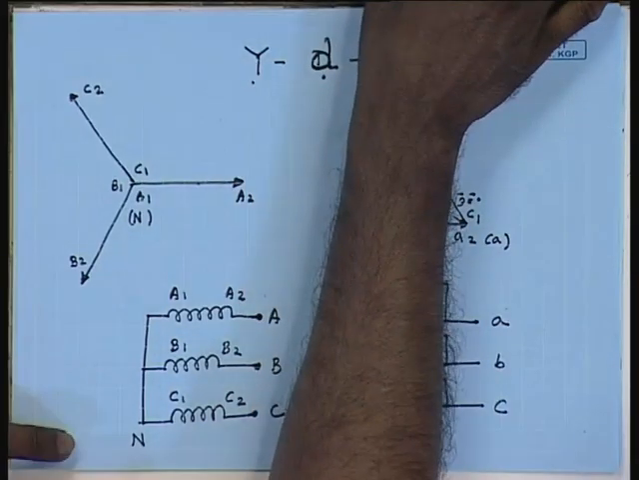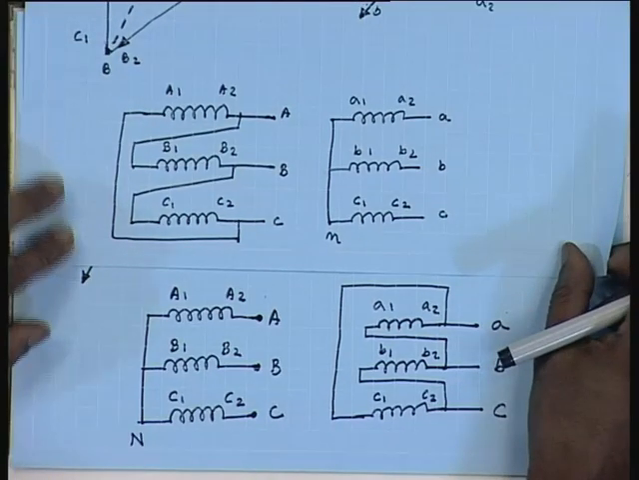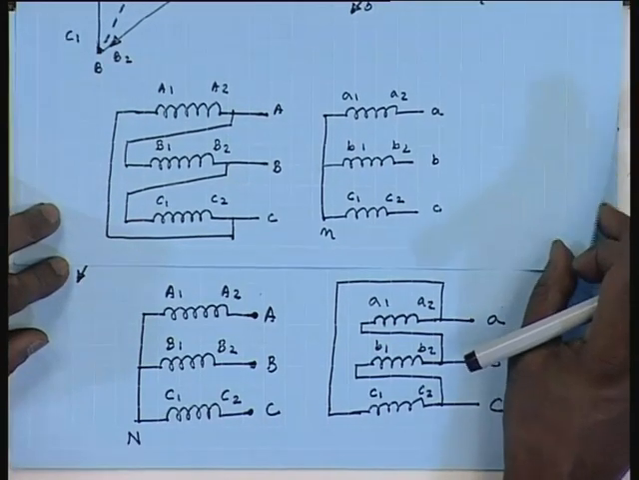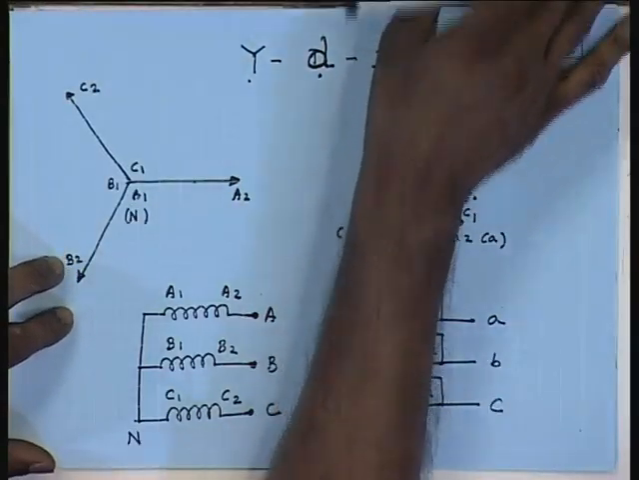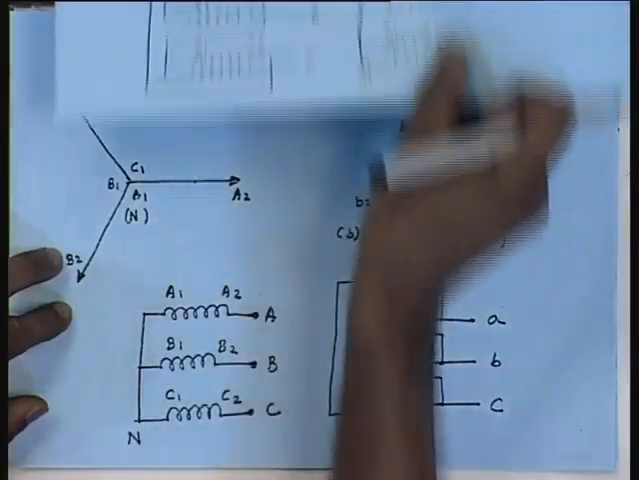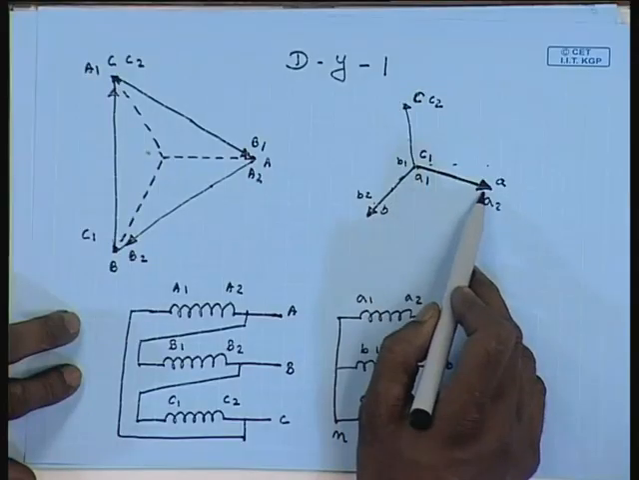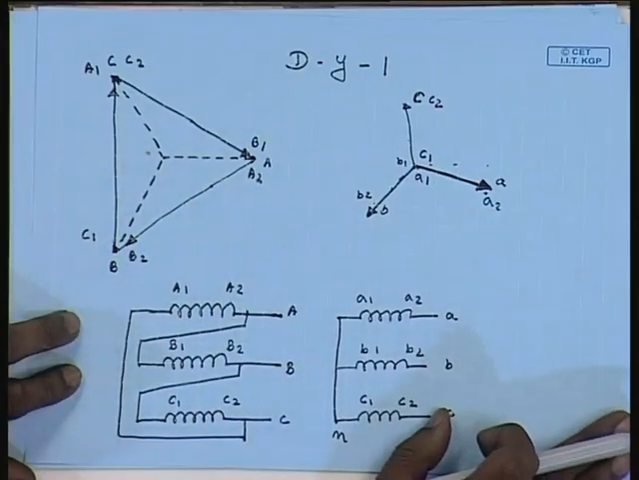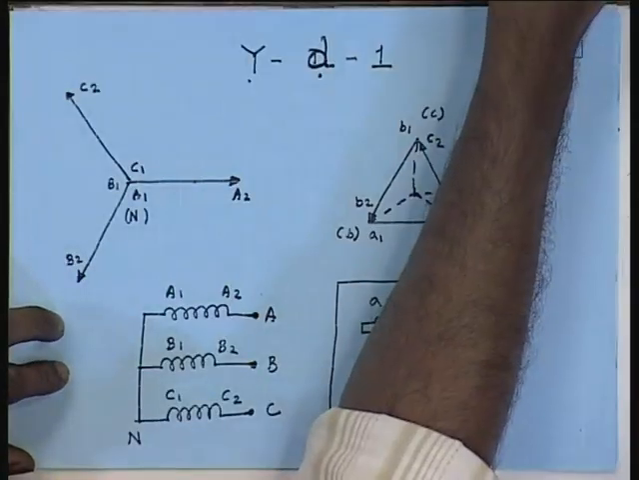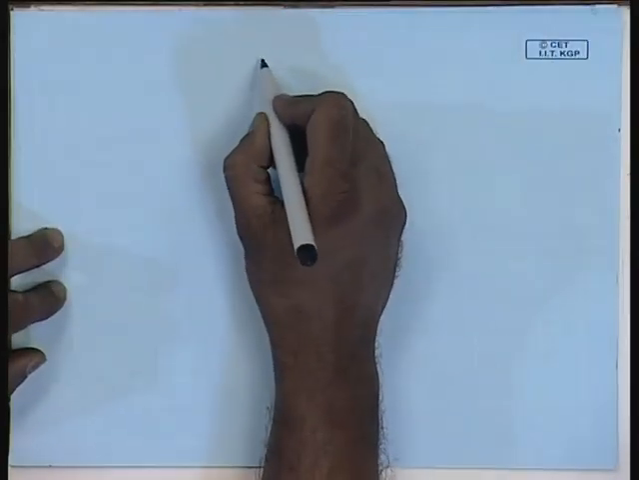So, this is the Dy1 connection, this is the Yd1 connection. Both were minus 30 degree connections. Here also the line to neutral voltage phasor of the low voltage side lags the line to neutral voltage phasor of the high voltage side by an angle of 30 degree. Let us see some plus 30 degree connection, that is the Dy11 connection.